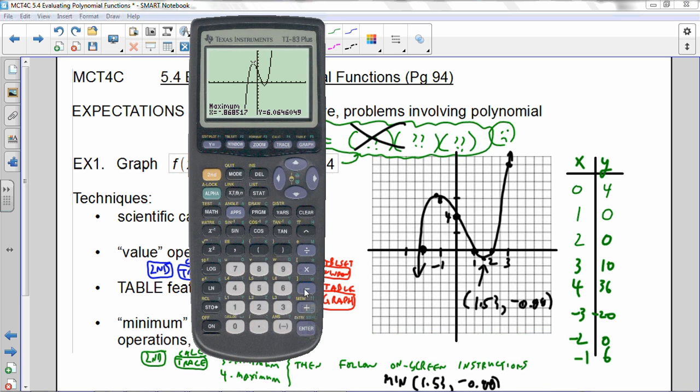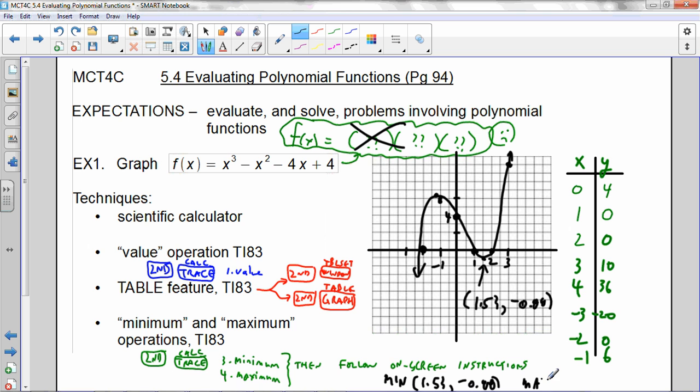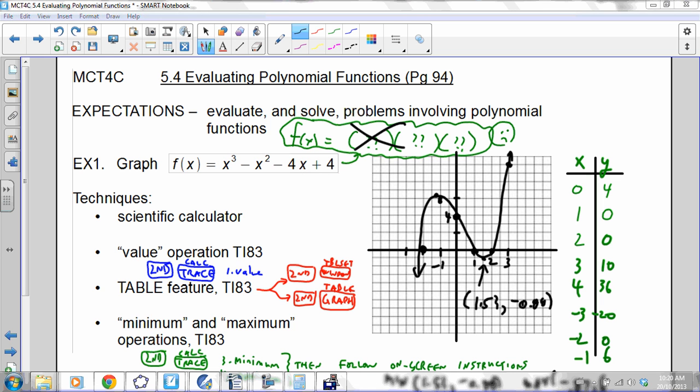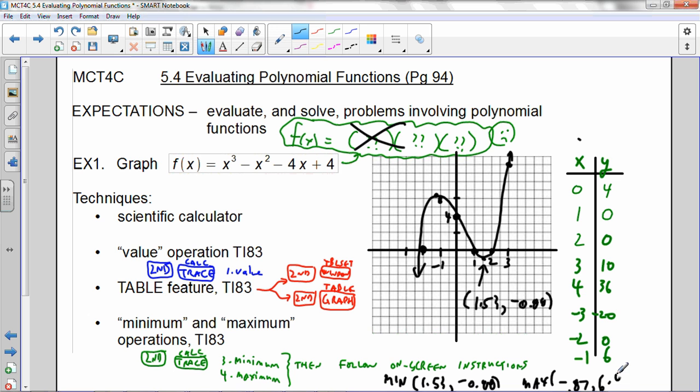get the maximum is -0.87 and 6.06, something like that. 6.06. And now we know just about all there is to know about this function.